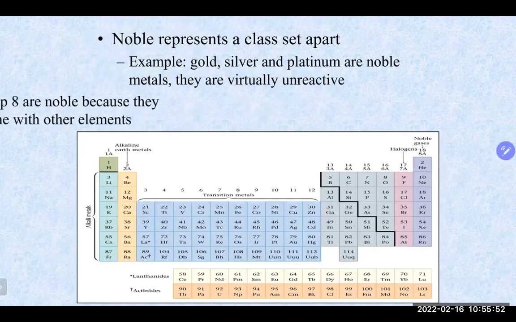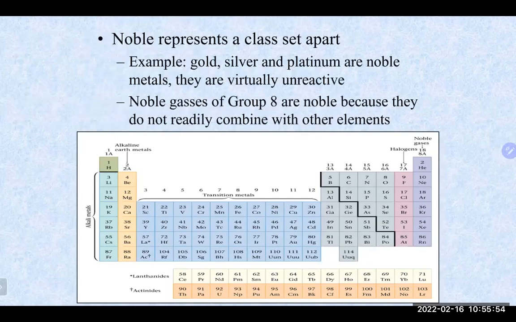As I mentioned, there are some noble gases. There's also some noble metals, and that's gold, silver, and platinum, which is like right there. These guys are noble metals. They basically mean the same thing. They will be pretty much unreactive.